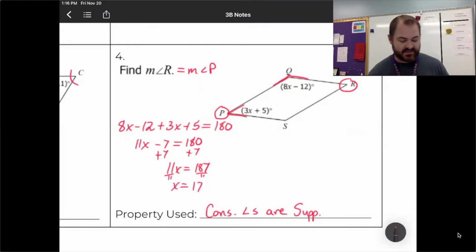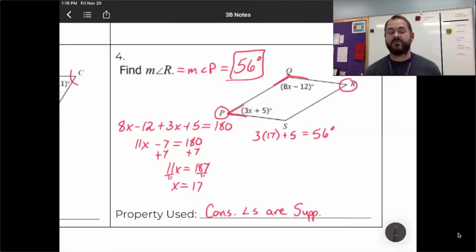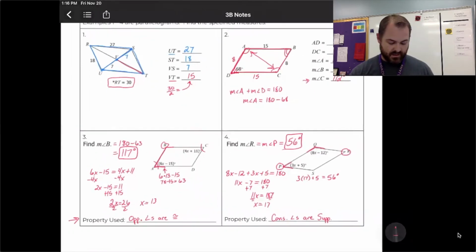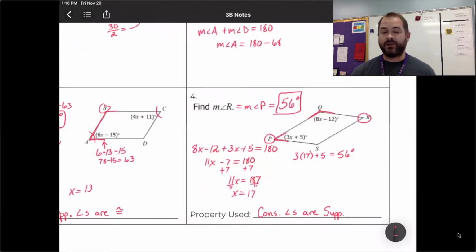So I'm going to take that 17 and plug in for the measure of angle P, because that's also equal to the measure of angle R. So I'm going to do 3 times 17 plus 5. And when I do 3 times 17 plus 5, I should get 56 degrees. And that's the answer for the measure of angle R and P, because opposite angles are congruent. And so you will get more problems like that when we are working with our properties of parallelograms.